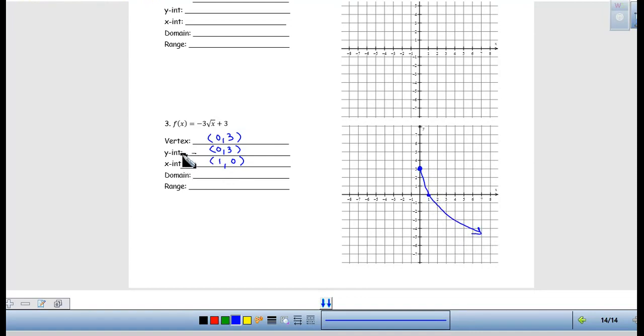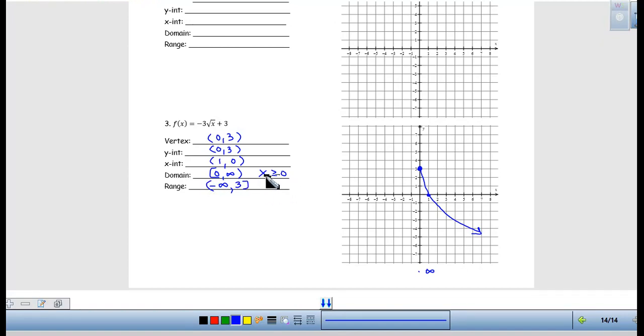The domain on this graph starts at 0 and goes to positive infinity. Or all x values greater than or equal to 0. The range, the lowest possible y value for this graph, will be negative infinity because it continues downward infinitely. The highest possible y value for this graph is 3. So the bracket goes on the 3 and parentheses on the negative infinity.